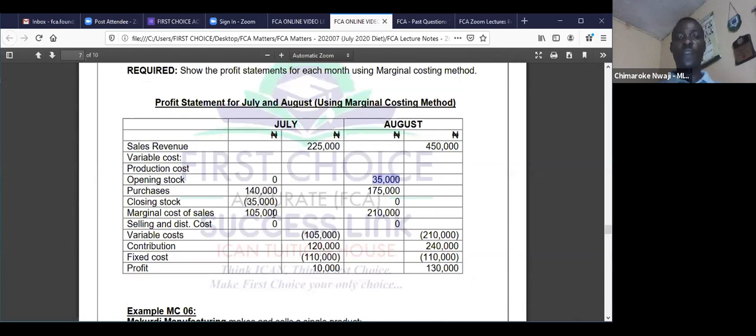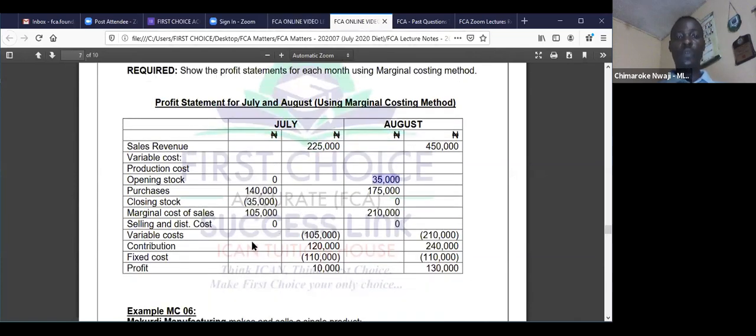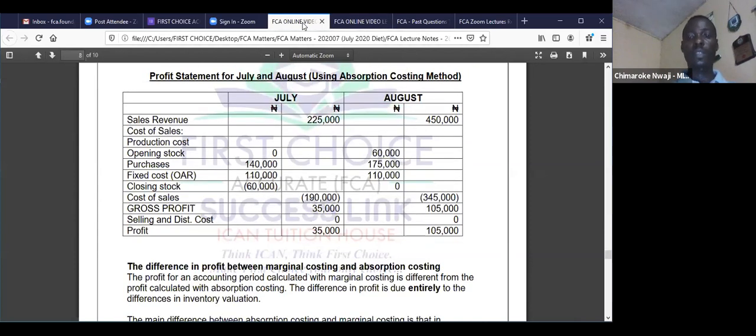So every other thing is the same. 140 is there, still the same 140. This 105 is a calculated figure. So all the inputted figures, 140 is the same, 75 is the same, 225 is the same, 450 is the same. So all these inputted figures are the same. The only difference is the valuing of stock. That is what caused the difference.